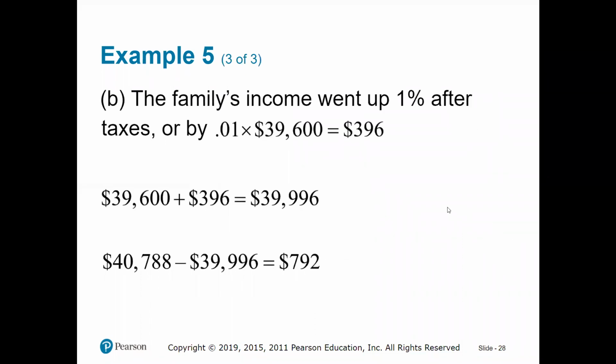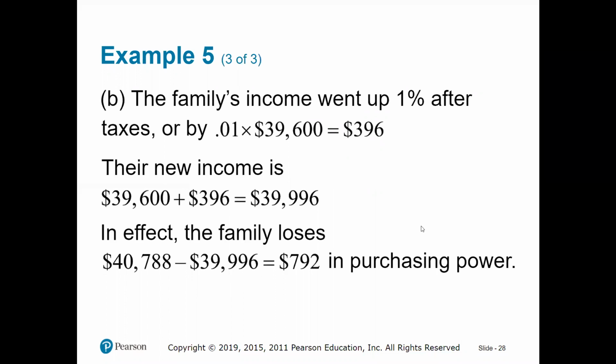The family's income went up 1% after taxes, or $396. So they're basically going to be short $792 in purchasing power. All right. I don't remember a question like that on Pearson, but maybe it was on there and I just focused on the numbers.